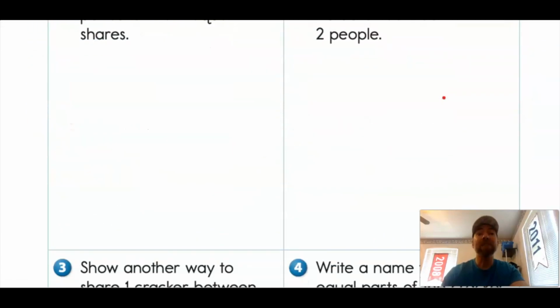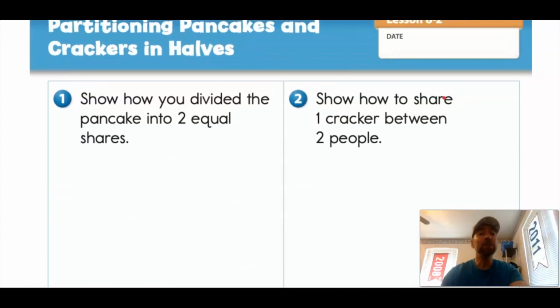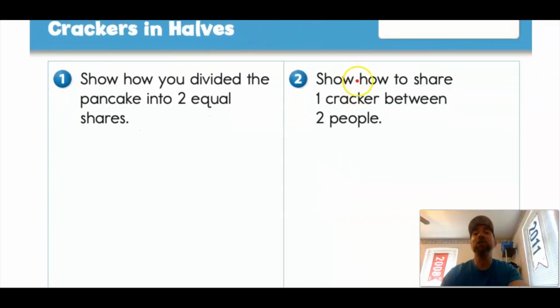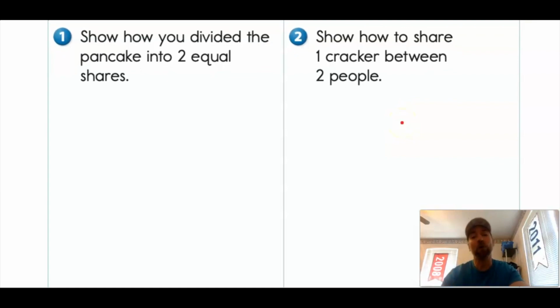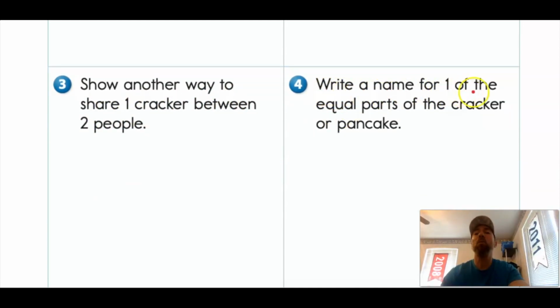Now, the cracker challenge goes with Math Journal, page 160. On page 160 of your journal, it's asking you to break up that pancake into 2 equal shares. So you'll have to draw your pancake first. And then it says to show how to share 1 cracker between 2 people. So you'll have to draw your cracker. And then it says show another way to share the 1 cracker. And then write a name for one of the equal parts of the cracker.